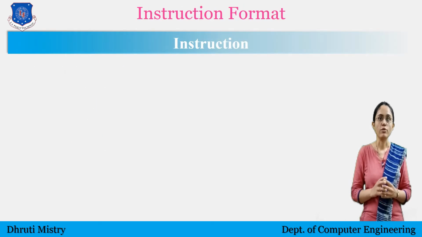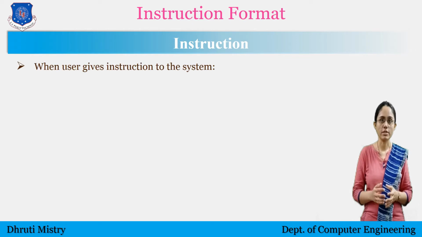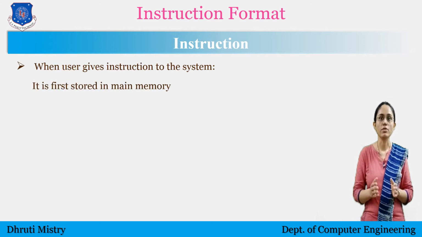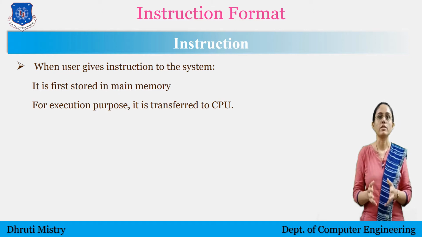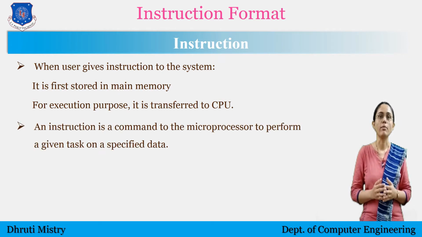Whenever a user wants to perform some task, he or she will give instruction or program, means group of instructions, to the computer system. So, when user gives instruction to the system, it is first stored in the main memory and then for execution purpose, it is transferred to CPU. So here we need to understand what is instruction. An instruction is a command to the microprocessor to perform a given task on specified data.